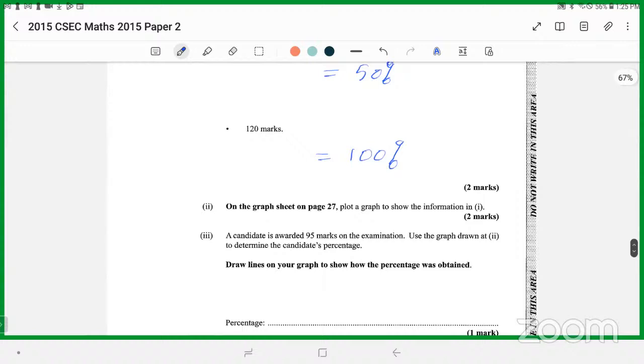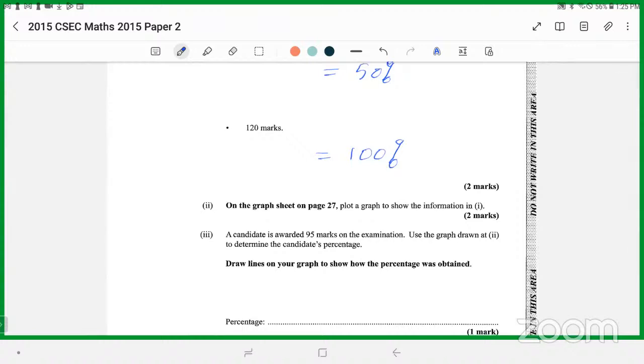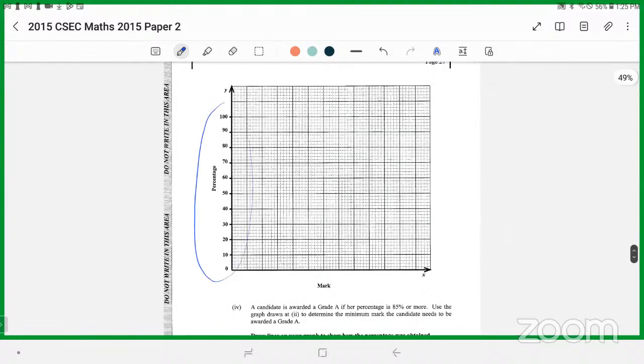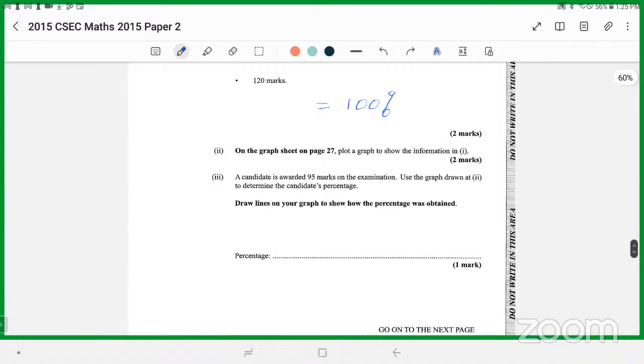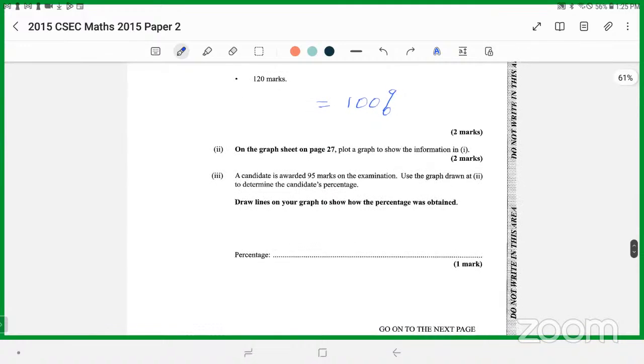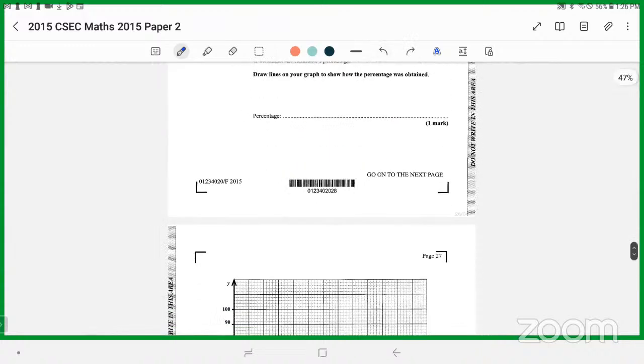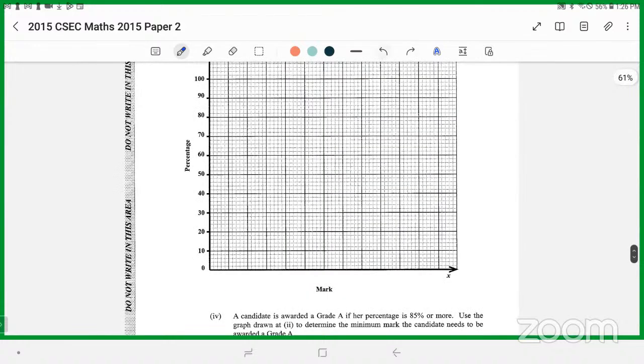It says on the graph on page 27, plot a graph to show the information. All right, so that's what the graph is. To give the percentages up here, we are going to have to put the marks down here. The marks go up to 120. So we're going to put on the horizontal scale and then plot these points. So we're putting 120 marks down here. Can we go 10, 20, 30, 40, 50, 60, 70, 80, 90, 100, 110, 120? Good.